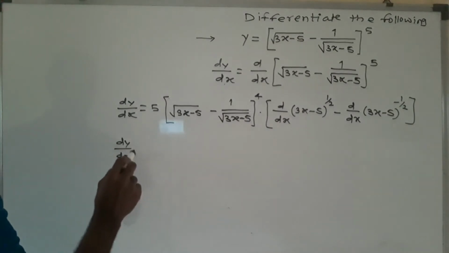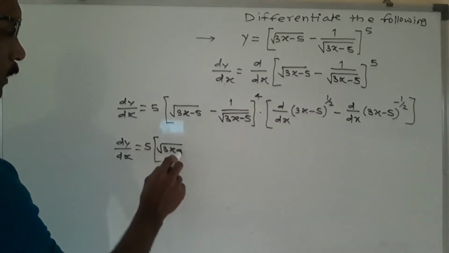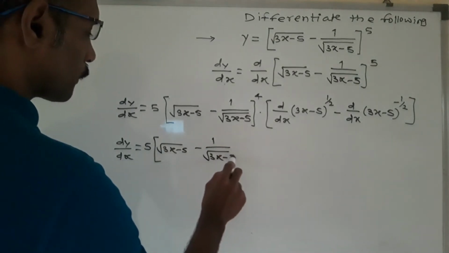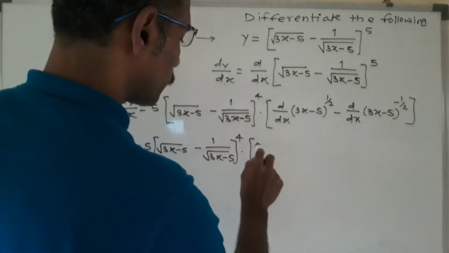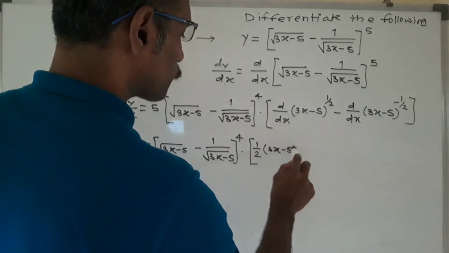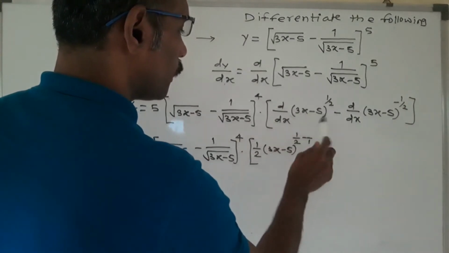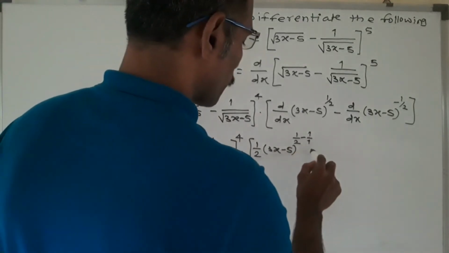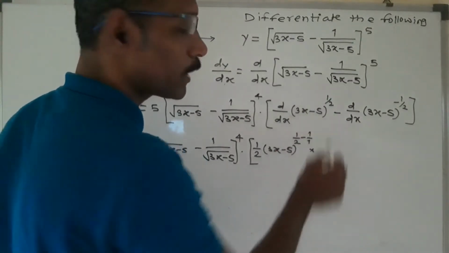Now dy upon dx is equal to, this is the same, root 3x minus 5 minus 1 upon root 3x minus 5, bracket raised to 4. Now here we differentiate this, means we take 1 upon 2 just before this bracket and (3x minus 5) raised to 1 upon 2 minus 1. But instead of minus 1, I will write here 1 upon 1. Now here we differentiate this bracket. Now there is a need to differentiate inside terms also.